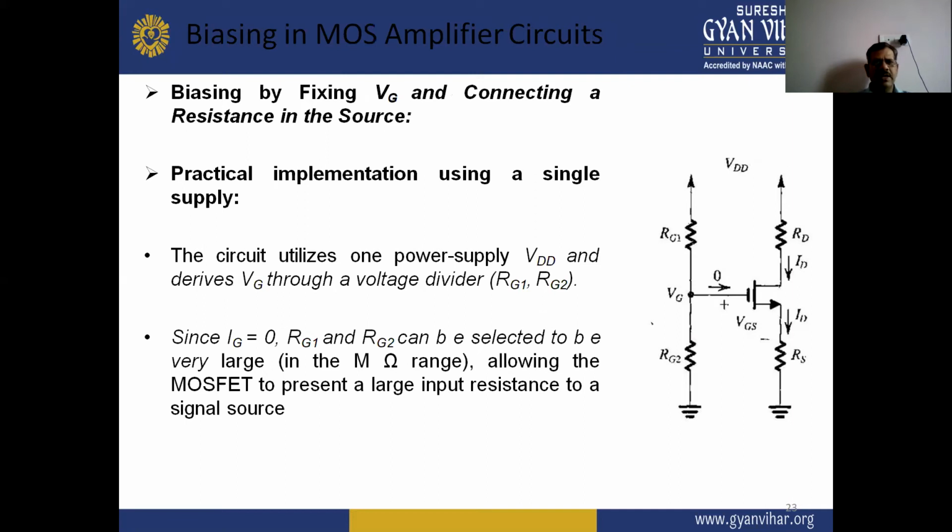Next, a practical implementation of fixing VG and connecting a resistance in the source, using a single supply. In this circuit diagram, we utilize one power supply VDD and derive VG through a voltage divider of resistances RG1 and RG2. Since the gate current IG equals 0, RG1 and RG2 can be selected to be very large, in the megaohm range, allowing the MOSFET to present a large input resistance to a signal source.